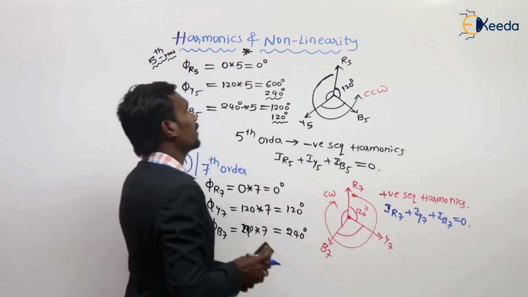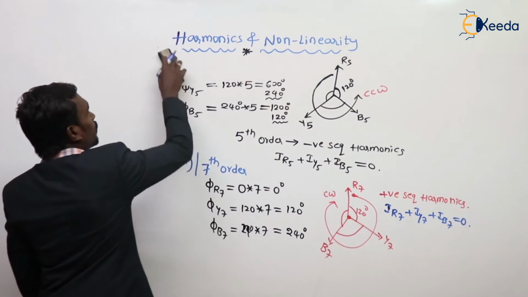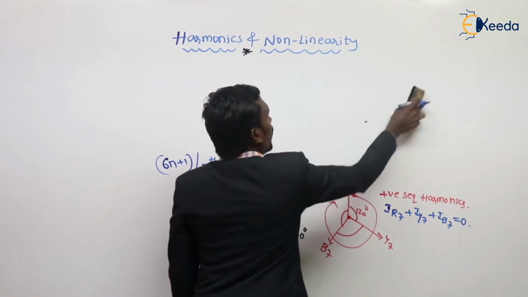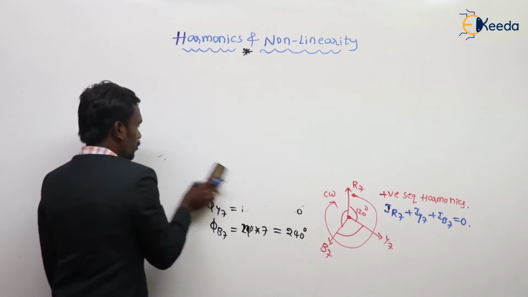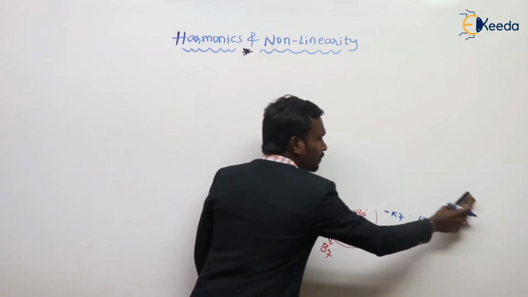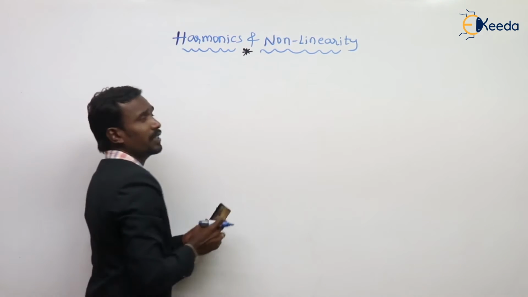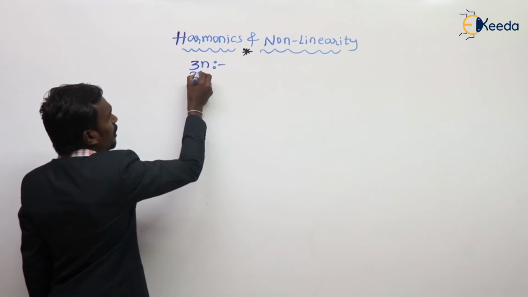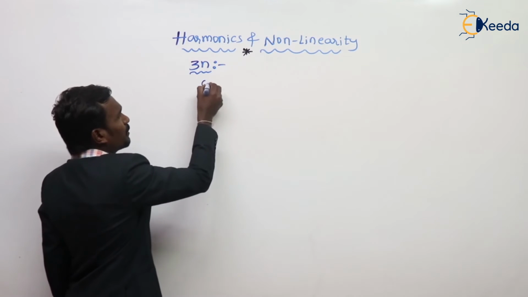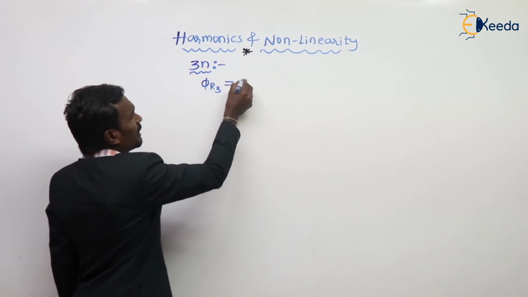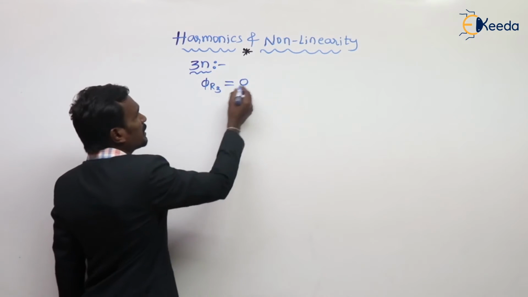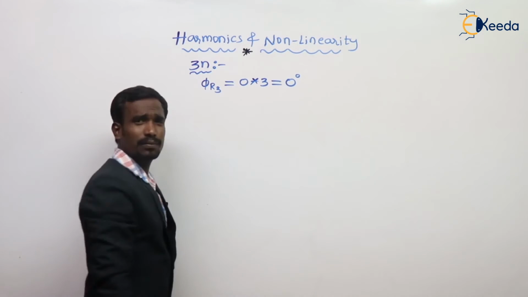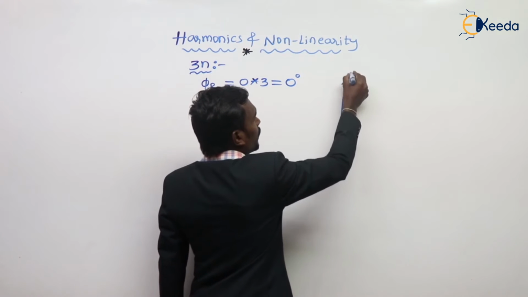Next one. Let's go for triple N harmonics. Now we have to calculate for triple N harmonics. So calculate phi R3. Generally R is at 0, but this is triple N, that's why multiplied with 3. So 3 into 0 is again 0 degrees. So my R phase is located at 0 degrees.